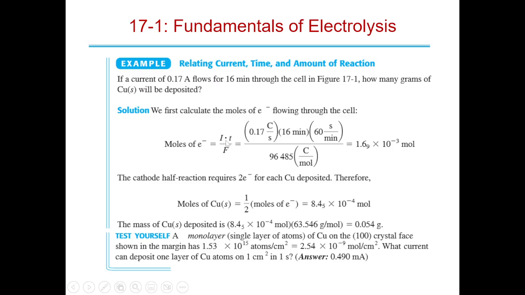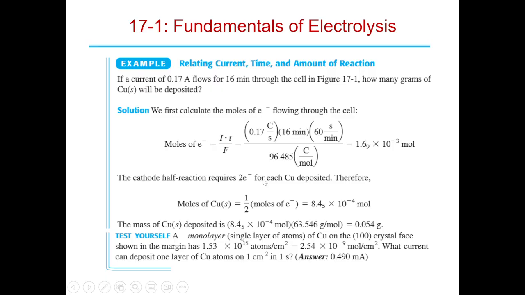So you take the current times the time. Notice the current is in per second, right? That means your 16 minutes have to be put in seconds, don't they? So times 60. You're then going to divide it by Faraday's constant. That's going to give you moles of electrons. So we have moles of electrons right here.